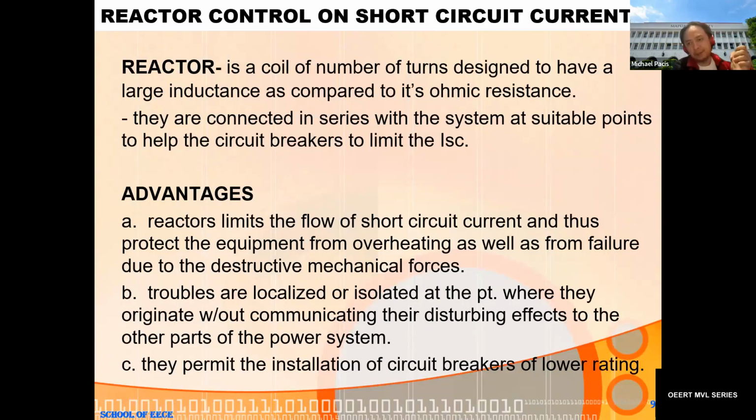Now, this is just a little bit of information if you want to have reactor control. If you have a reactor, it can be placed in series with genset, in series with the feeder, or even in series with the bus bar. A reactor definitely is a coil which has a number of turns, which has a large inductance compared to its ohmic resistance in order to minimize short circuit. Paano po nangyari yun? It is based on a basic formula, which is a Lino-Luter formula.